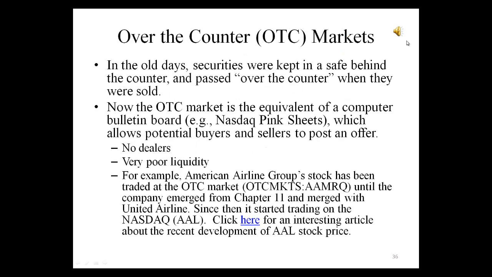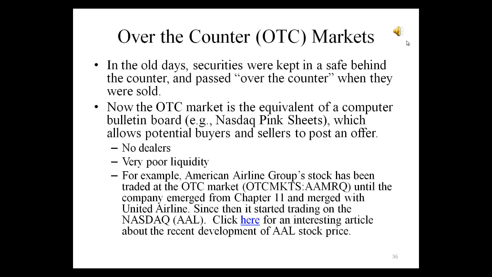In the old days, securities were kept in the safe behind the counter and passed over the counter when they were sold. So that's where the name OTC market is from. Nowadays, the OTC market is the equivalent of a computer bulletin board, for example, the NASDAQ Pink Sheets, which allows potential buyers and sellers to post an offer. In this market, there are no dealers, and securities traded on this market usually have very poor liquidity.